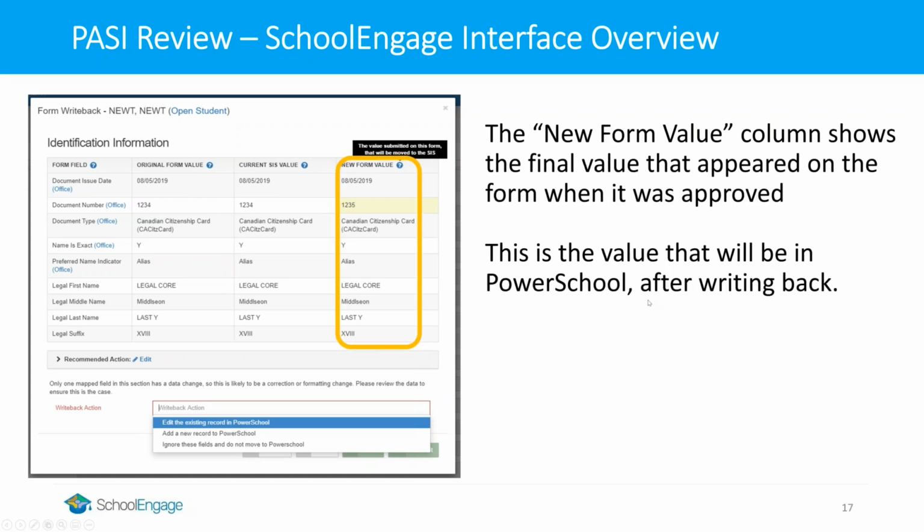And then this last column, the new form value column, is the final value that appeared on the form. So after the parents filled out the form, after the staff completed their office fields and the form was approved, these were the final values that showed up after the review process. Generally speaking, that means that when you push that data from SchoolEngage to PowerSchool and PASI, that is the data that you're moving. But there'll be more on specifically how that gets moved later in the presentation.